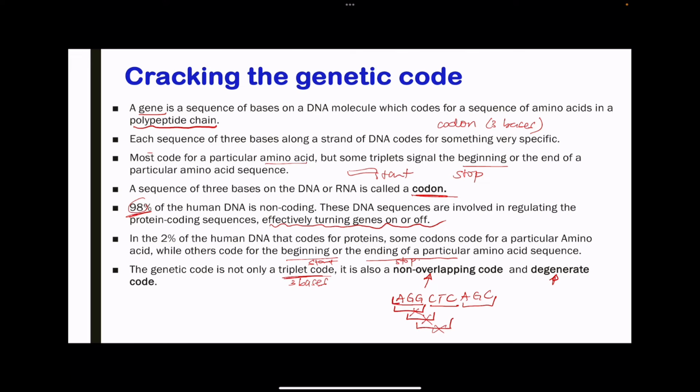We read them 3 at a time, and a base from the previous codon does not show up in the next codon. It means 3 bases at a time. That is to be non-overlapping. They are degenerate because they code for more than necessary.